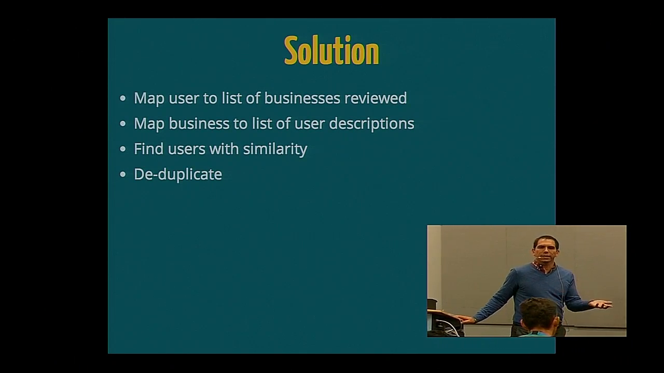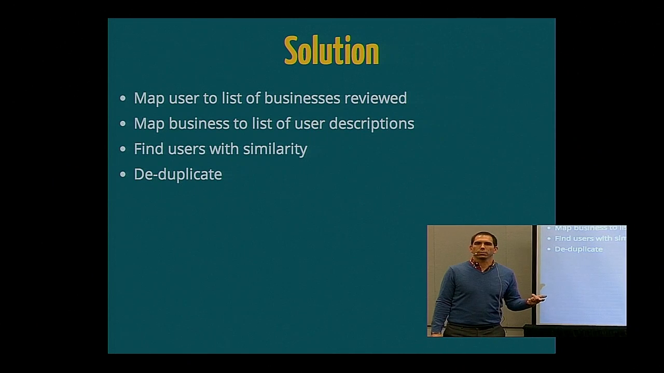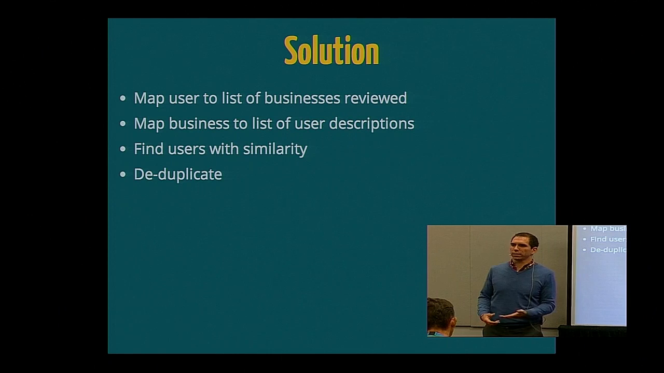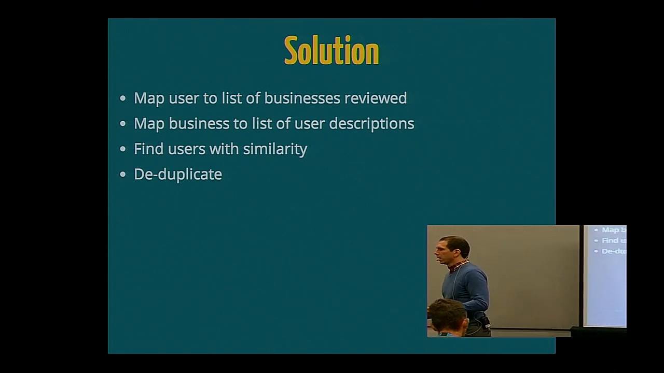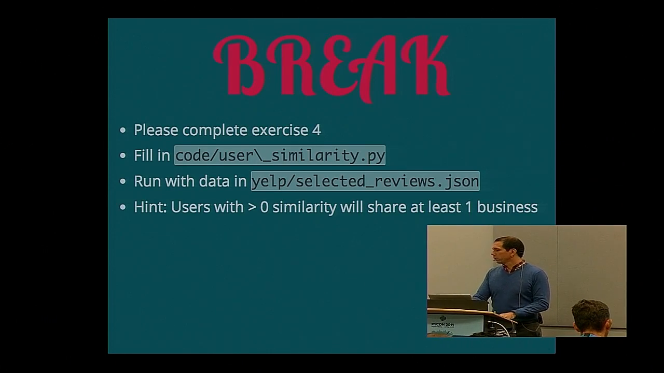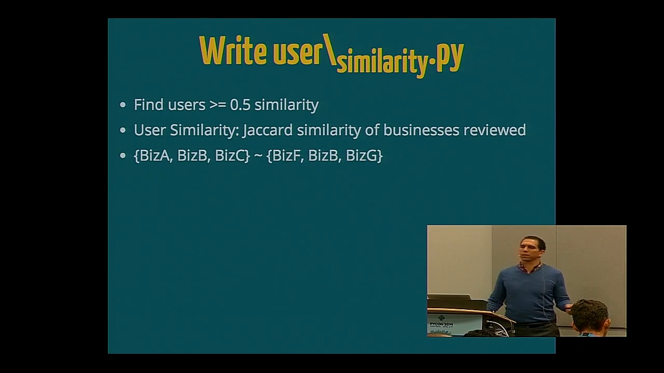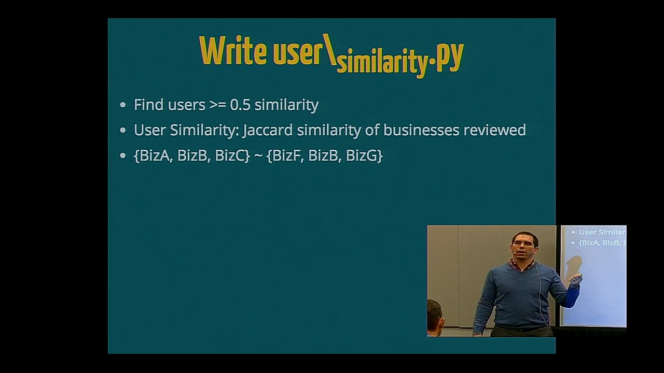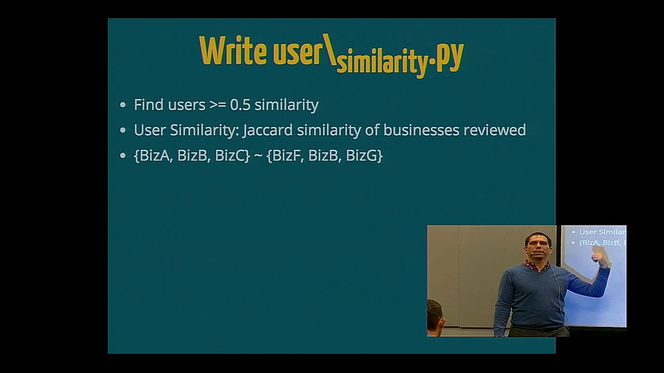We can cut down the actual amount of computation we do by only comparing users that have reviewed at least one business in common. And in fact, if you wanted to get really tricky, because we have this constraint of 0.5 similarity, you can start thinking about how many businesses two users would actually have to share in order to get to that 0.5 similarity number, right?